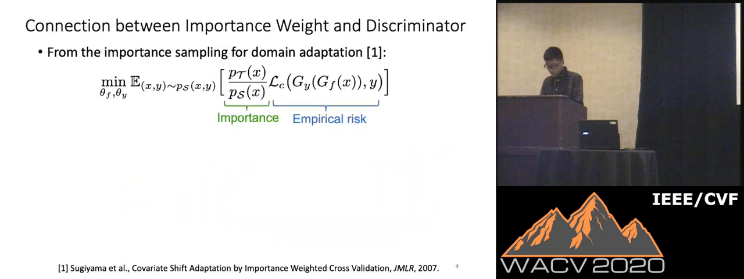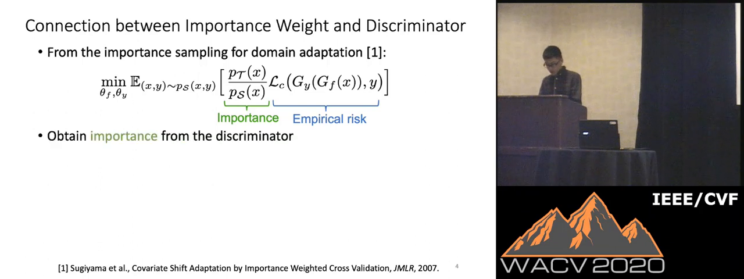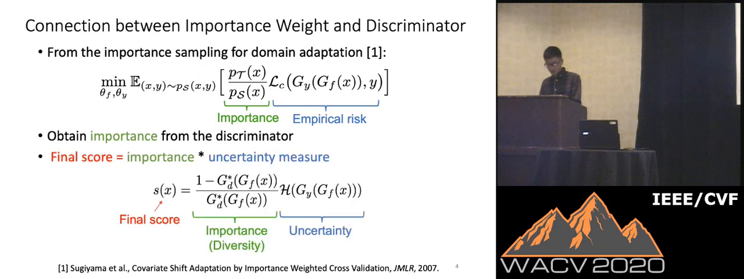The importance weight for domain adaptation has two parts. The first one is called importance, which is the ratio of density between source and target samples. The second one is empirical risk. Since we do not know the label before selecting the sample, we can only estimate it. We first obtain the importance from the predictions of the discriminator. The final score is calculated by the product of the two terms. First, the importance measures the diversity of the samples, and second, the uncertainty puts more weight on hard examples.